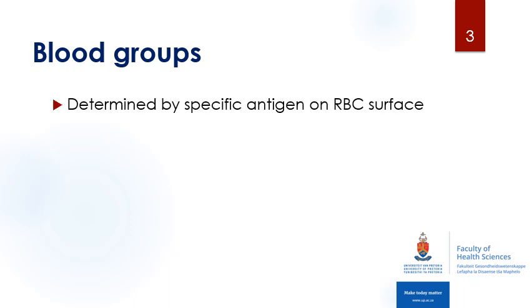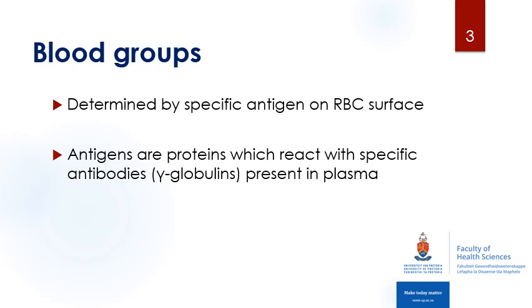In this lecture, we will cover the different blood groups. Your blood groups are determined by specific antigens that are present on the surface of your red blood cells. Your antigens are proteins which react with specific antibodies, which are then present in your plasma. All blood types are inherited from your parents.